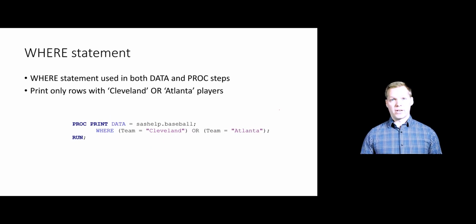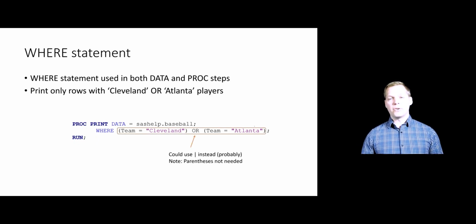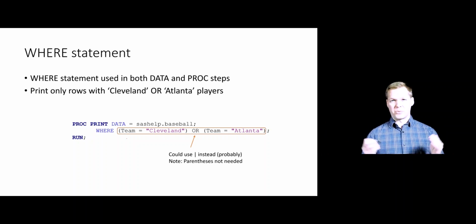You can also do these compound logicals like we saw before. I might only be interested in the Cleveland team or the Atlanta team, and maybe I do where team is equal to Cleveland or team is equal to Atlanta. You don't need to put these parentheses around your conditions, but I in particular like to put those because it helps me visually see that this is one condition or this is another condition. Because you might have another compound logical within these other things, so it's just nice to keep everything separate.